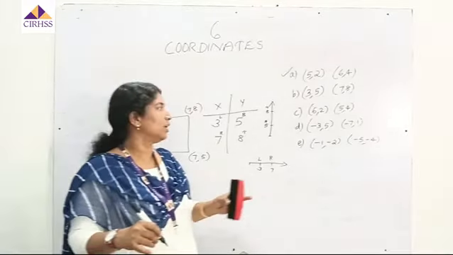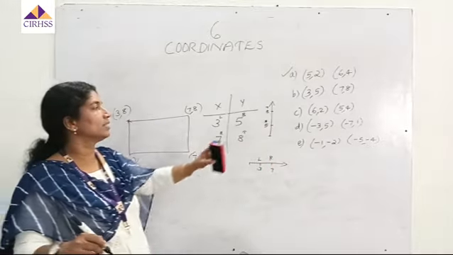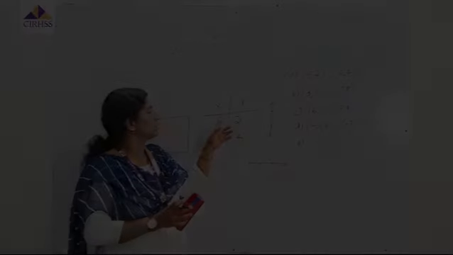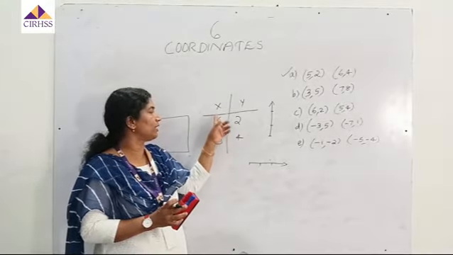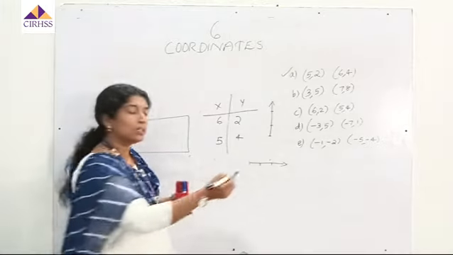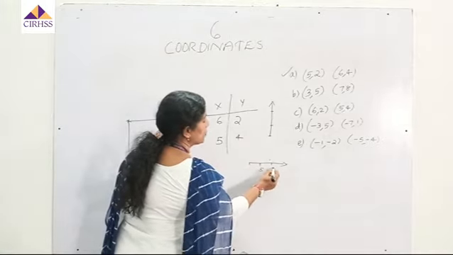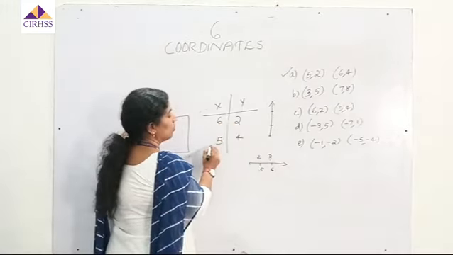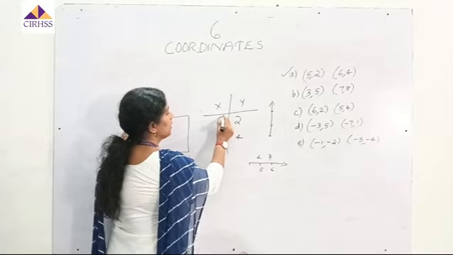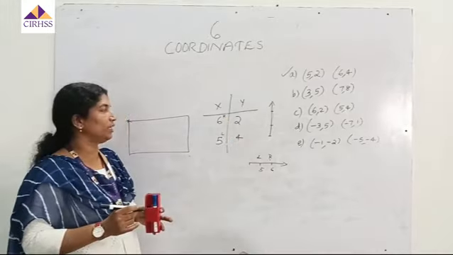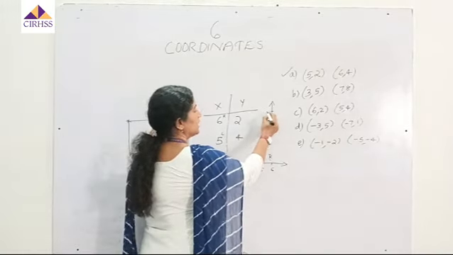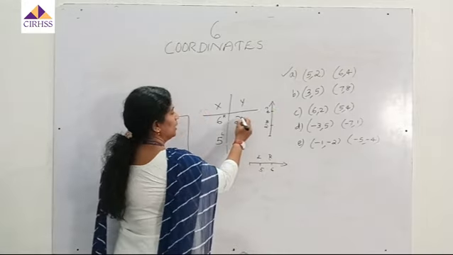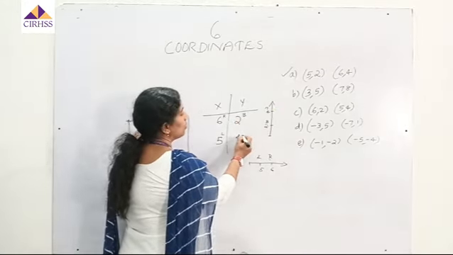Is it clear? Then next take 6, 2 and 5, 4. In the x coordinates, 6 and 5 are there. Then first 5, next 6. Left, right. 5 left, 6 right. Next the y coordinates: first 2, next 4. 2 in the bottom place and 4 in the top place. 2 bottom, 4 top.